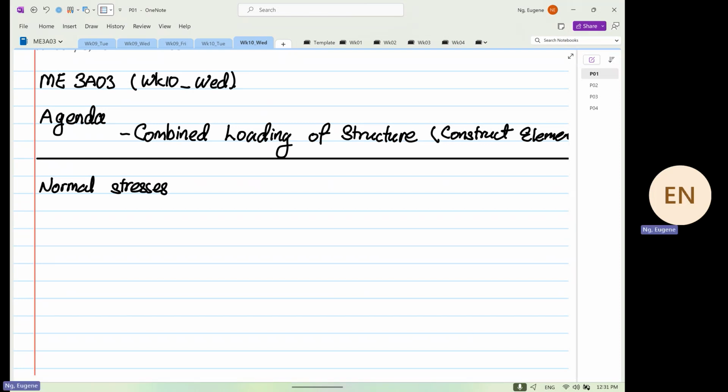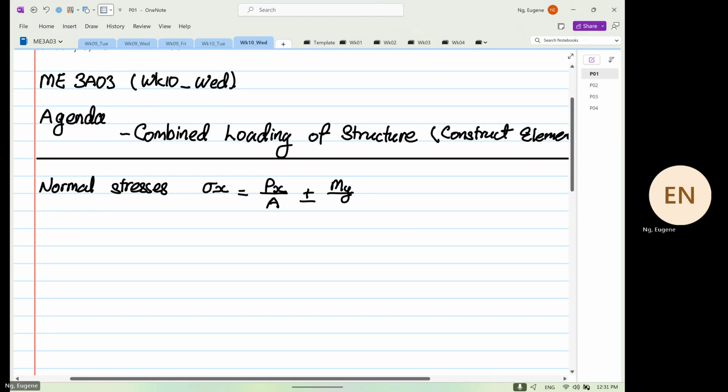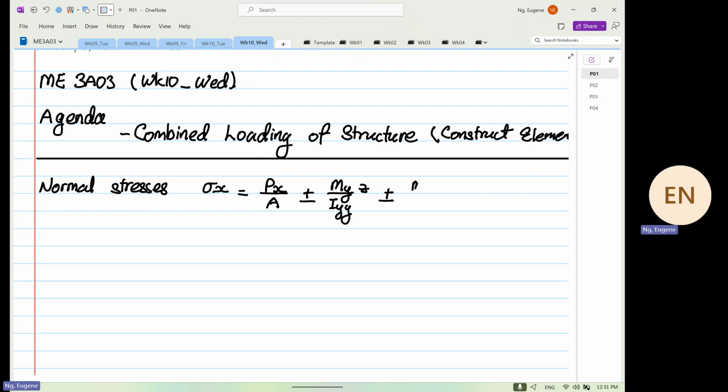The formula that we are going to use is: stress X is equal to Px over A plus or minus My over Iyy multiplied by Z plus or minus Mz over Izz multiplied by Y.